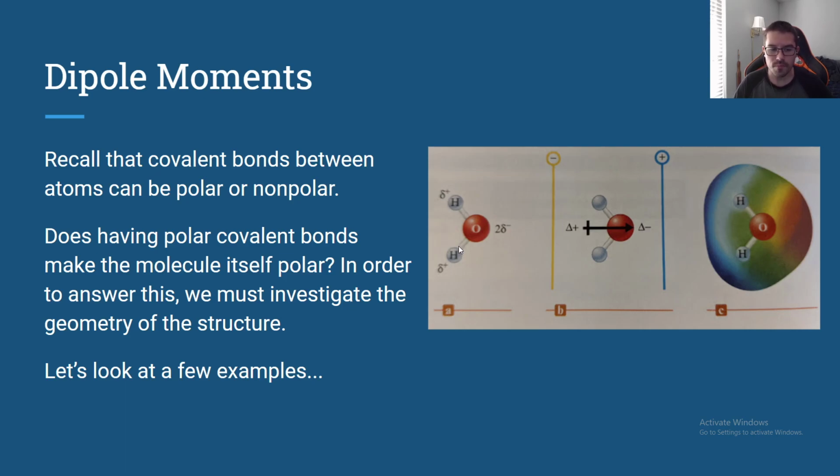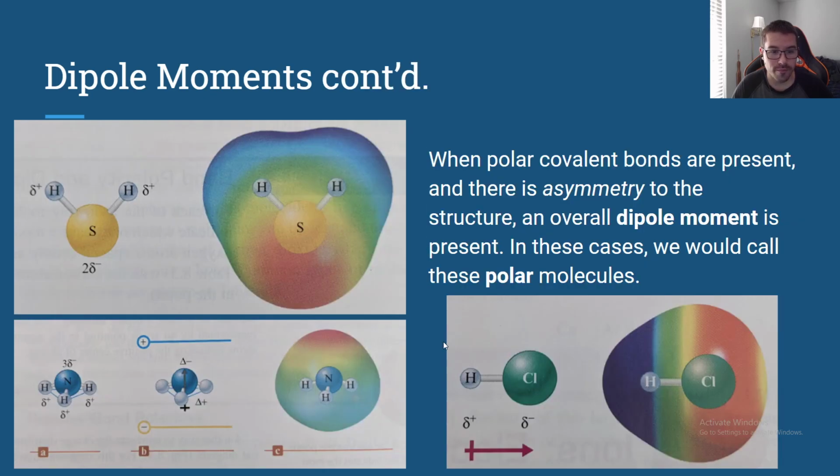Okay, now the question that we're going to be asking ourselves when we talk about dipole moments is, does having polar covalent bonds make the molecule itself polar? Is having a polar covalent bond enough to make the molecule itself polar? And so in order to answer this, we have to investigate the geometry of the structure. Okay? In the case of water, it does. All right? So let's look at why.